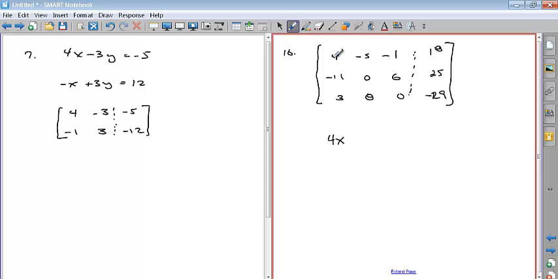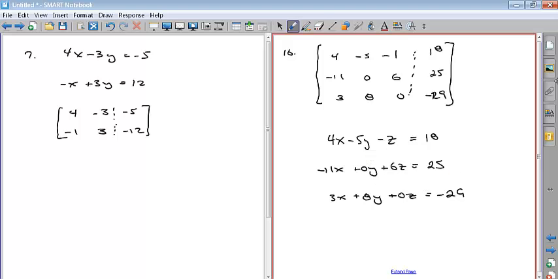So we get 4x minus 5y minus 1z equals 18. Then we have negative 11x, we don't have any y, plus 0y plus 6z equals 25. And 3x plus 8y plus 0z equals negative 29.